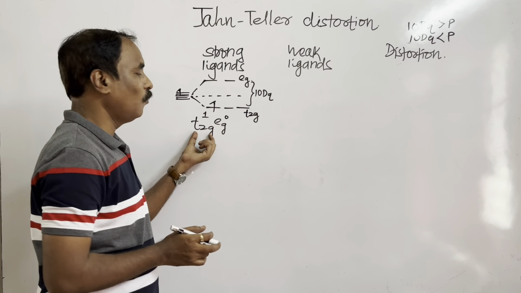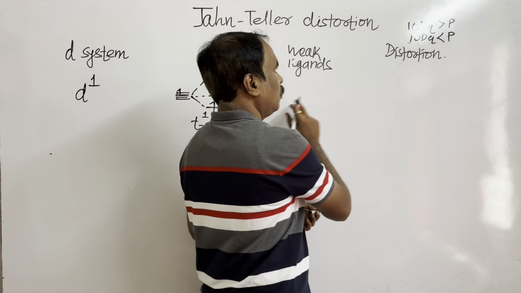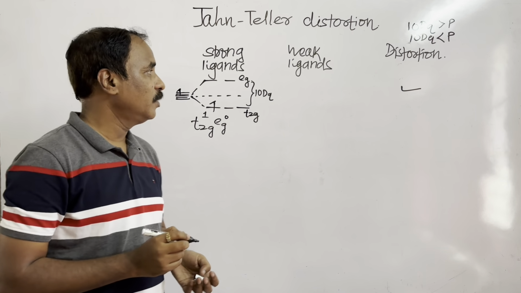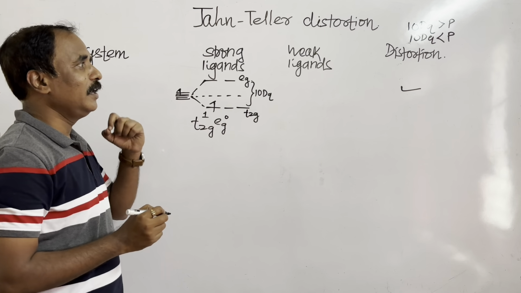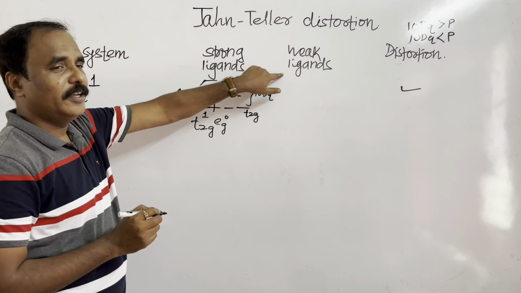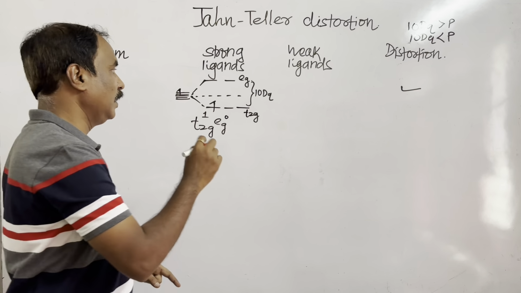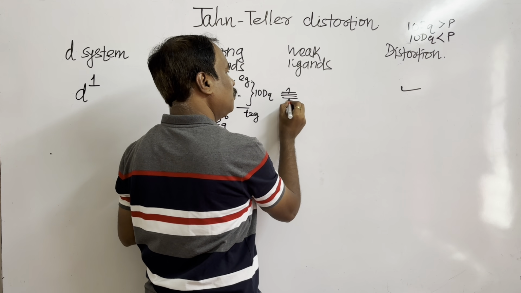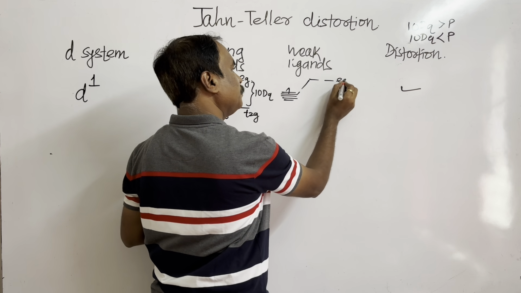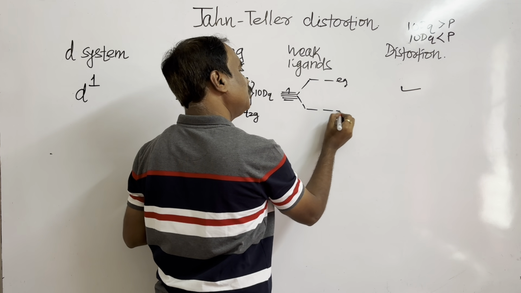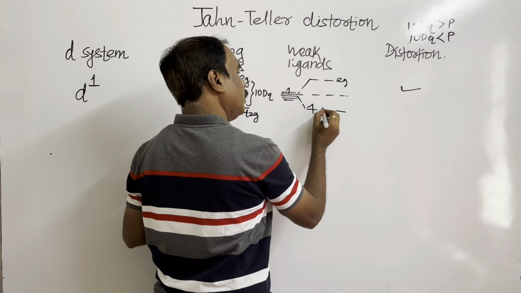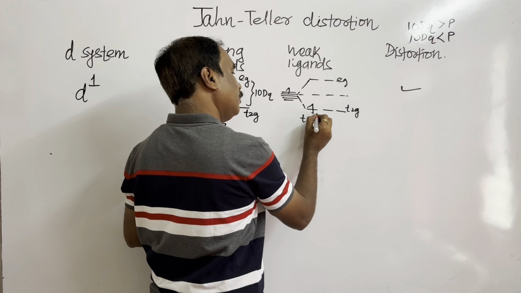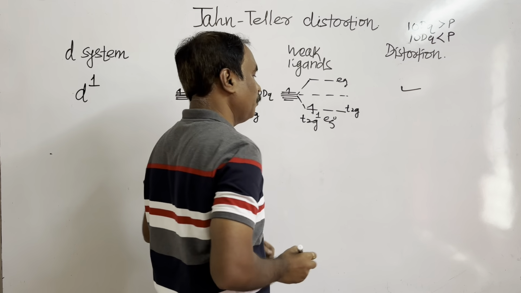ये t2g1 है, so distortion होगा. There is a distortion in geometry. Now in case of weak ligands, when there is attack of weak ligands, exactly same. Splitting of d atomic orbitals, here it is one electron, eg, and here it is t2g. ये इलेक्ट्रॉन भी यहाँ पर ही होगा, t2g1 इलेक्ट्रॉनिक कॉन्फ़िगरेशन, t2g1 and eg0.